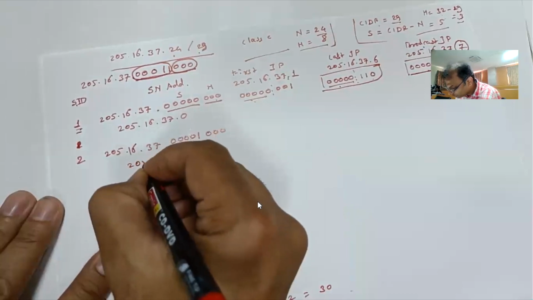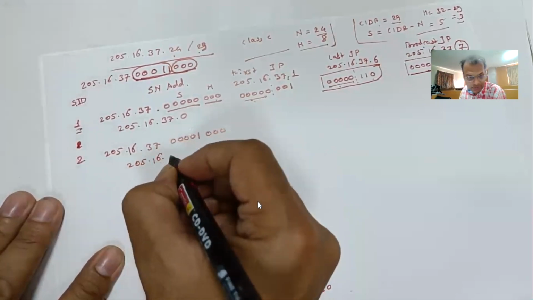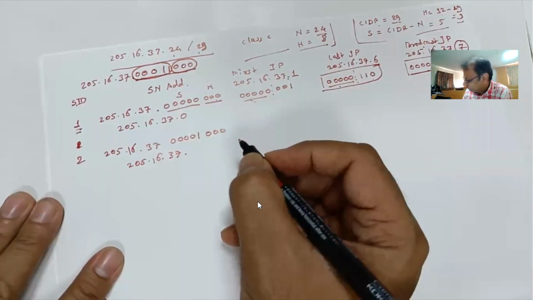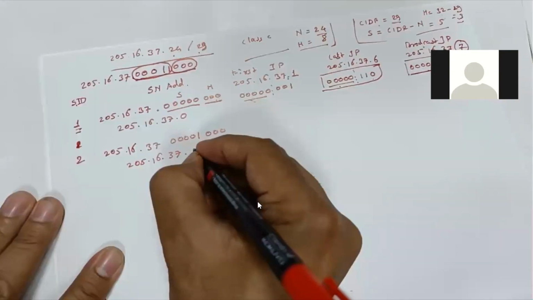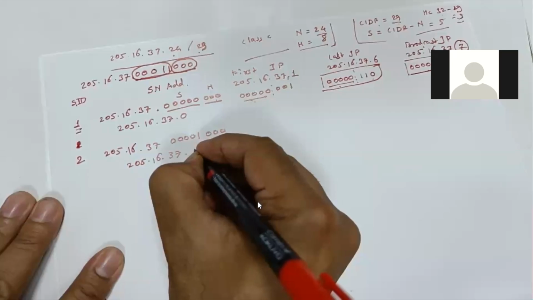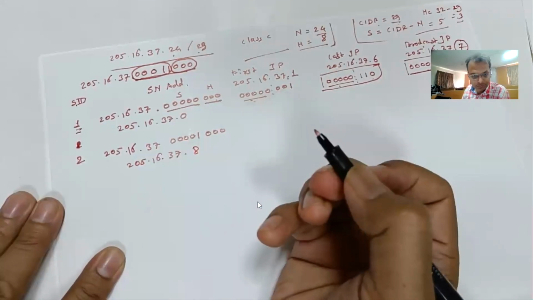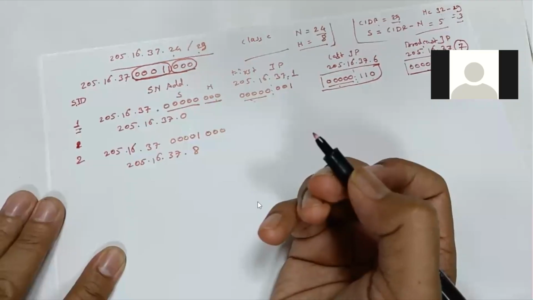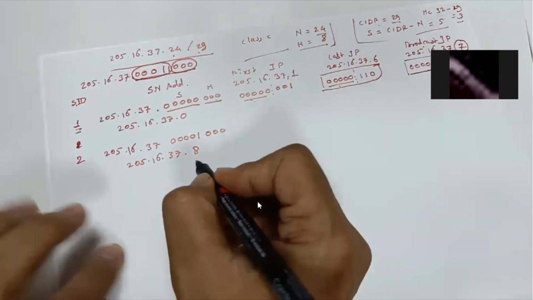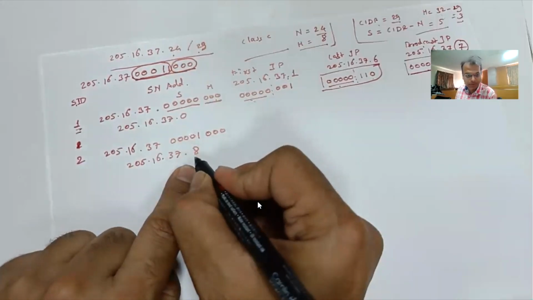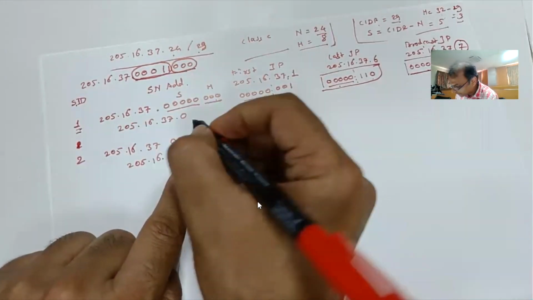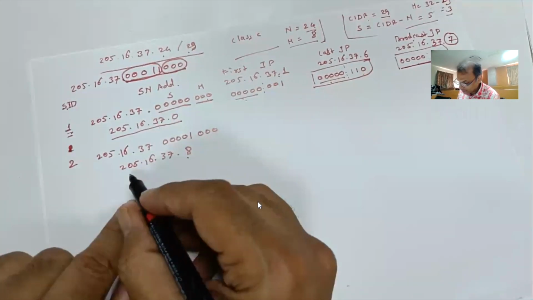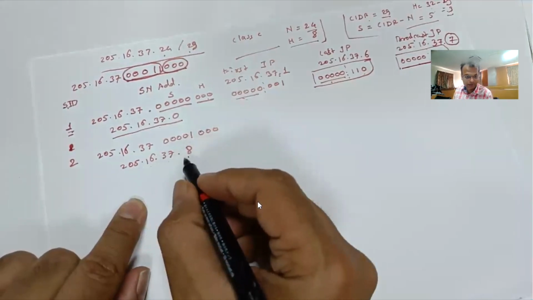IP address 205.16.37.8. Is it correct? Yes. So this is the next subnet address. My first subnet address is 205.16.37.0. Next subnet address 205.16.37.8.